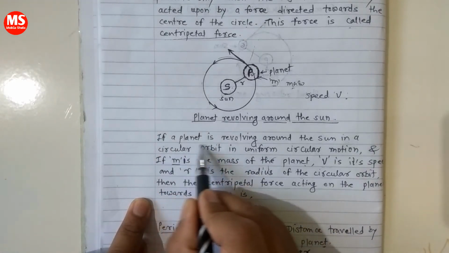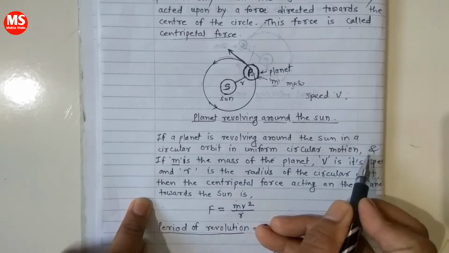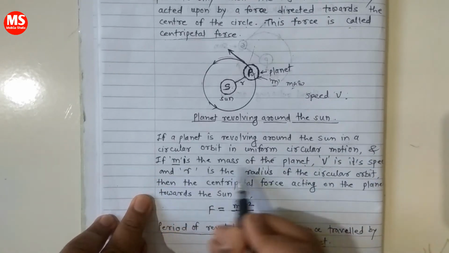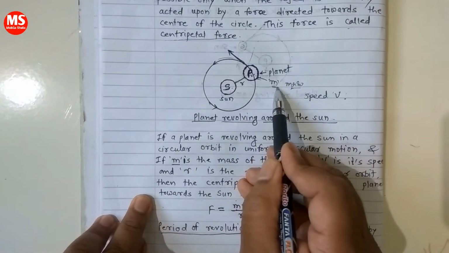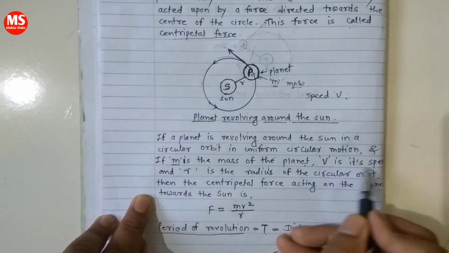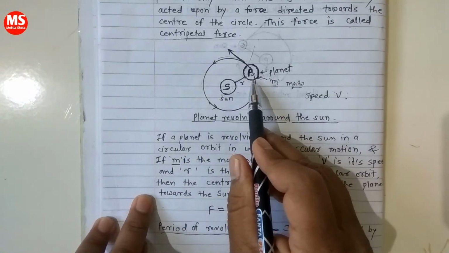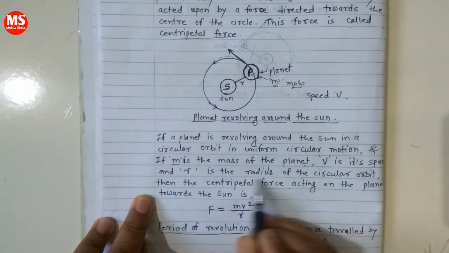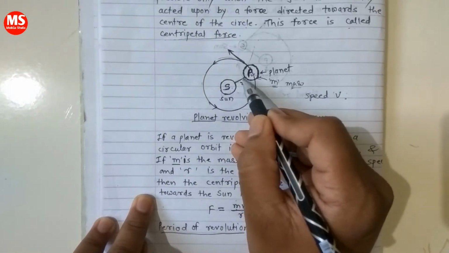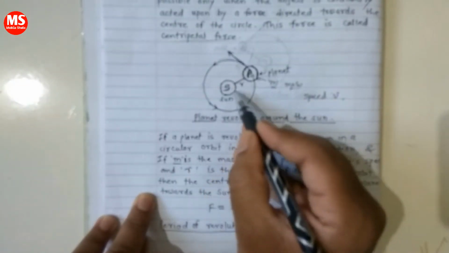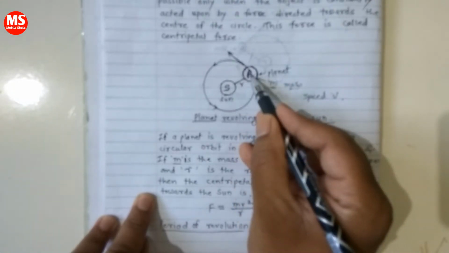So if a planet is revolving around the sun in a circular orbit in a uniform circular motion, at that time m is the mass of the planet. Suppose this planet's mass is m, and v is its speed. Then r is the radius of the circular orbit. So radius is nothing but the distance between the sun and the planet.